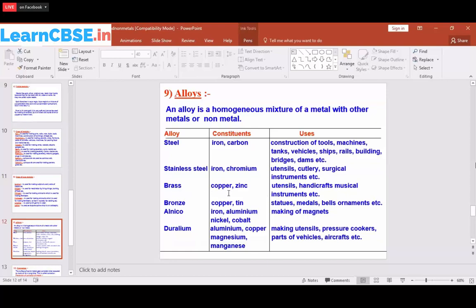Brass. Brass is a combination of copper and zinc. It is used for making utensils, handicrafts, musical instruments, etc. Bronze, copper and tin. It is used for making statues, medals, bells, ornaments, etc. Alnico contains iron, aluminium, nickel, cobalt, used for making magnets. Duralium, aluminium, copper, magnesium, manganese, used for making utensils, pressure cookers, parts of vehicles, aircraft, etc.